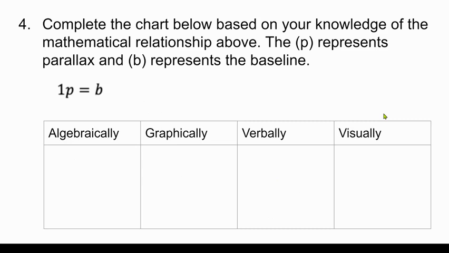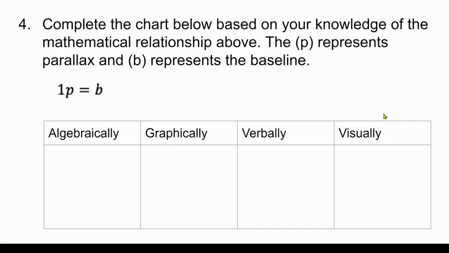And finally, let's examine the mathematical relationship that we should see in our data from today's lab. Complete the chart below based on our knowledge of the mathematical relationship. P represents parallax and B represents the baseline.